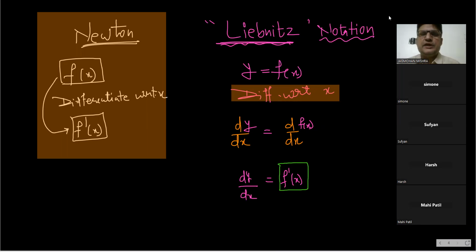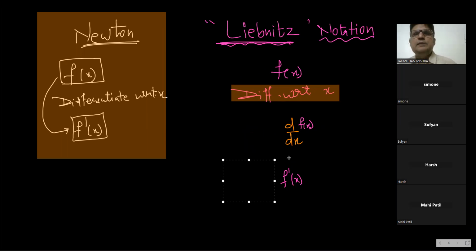So as per the notation, if you see what Leibniz has done, Leibniz only introduced y and d by dx. If you remove y and d by dx, you are getting everything Newton had done. This is what Newton had done: differentiating f of x with respect to x. What you got? F dash x. F of x and f dash x.